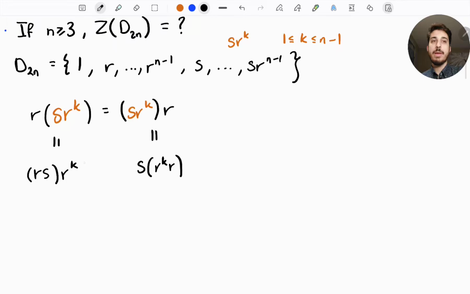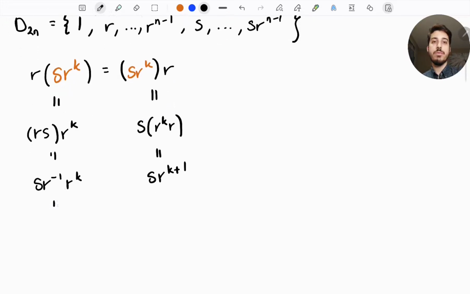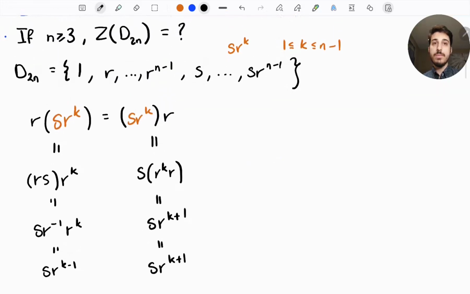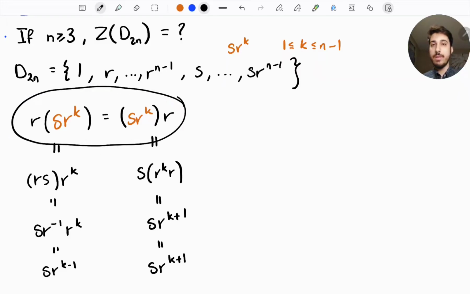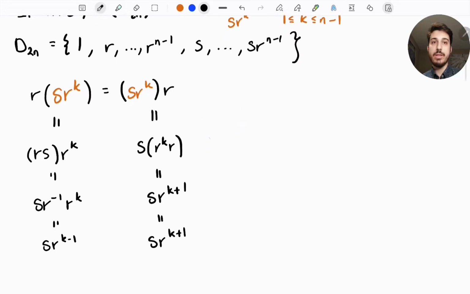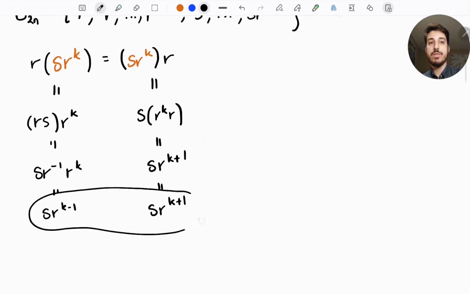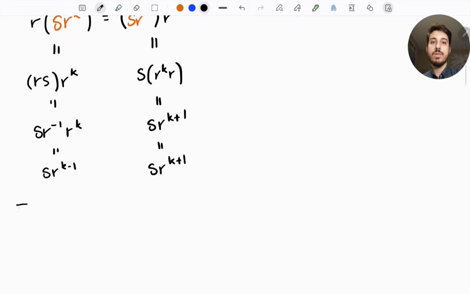Now, the left-hand side will be equal to sr^(-1) times r^k, and the right-hand side will be sr^(k+1). The left-hand side will be equal to sr^(k-1), and the right-hand side is again sr^(k+1). So if we want this to be a valid relation between these two elements, then we will have to have that these two things are equal. So sr^(k-1) is equal to sr^(k+1).